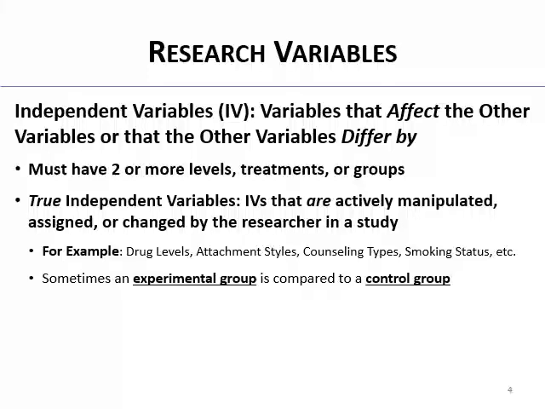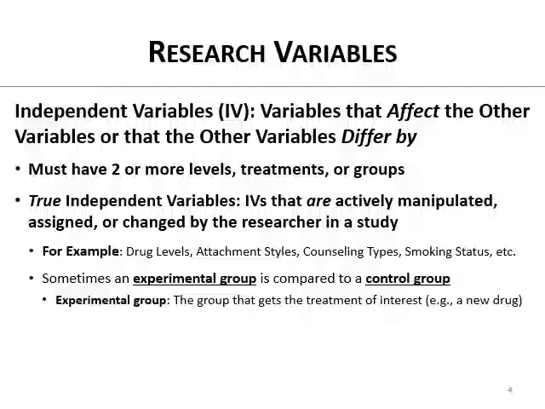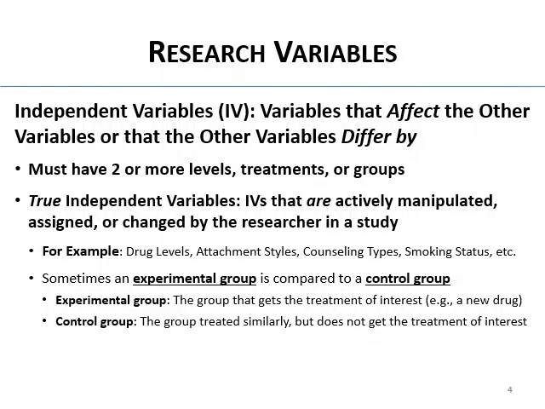Sometimes an experimental group is compared to what we call a control group. The experimental group is a group that gets the treatment of interest. So maybe they're getting the new therapy or the new drug or whatever it is. And the control group is treated in all other ways as similarly as possible, but they do not get the treatment of interest. So frequently in our work, they get sort of the existing drug or medication for treating a particular condition. And we're trying out a new one, and that's what the experimental group gets.